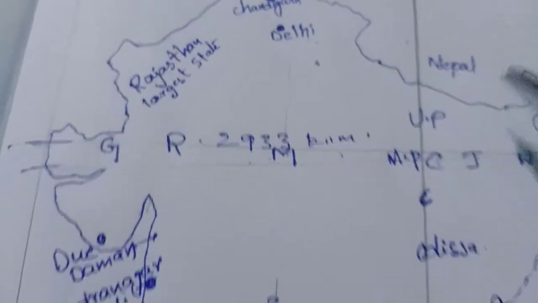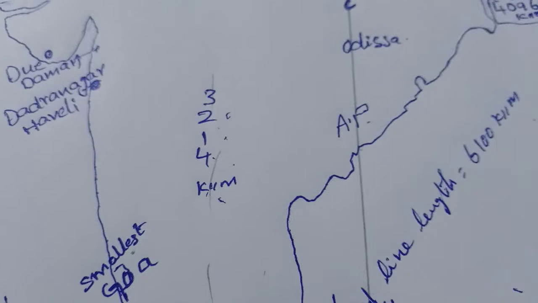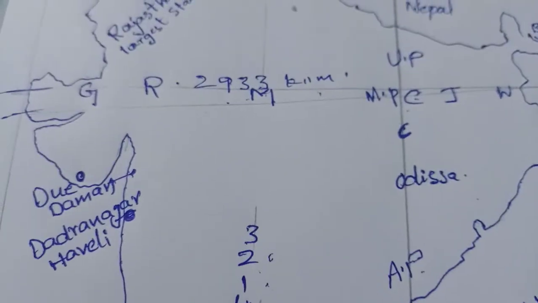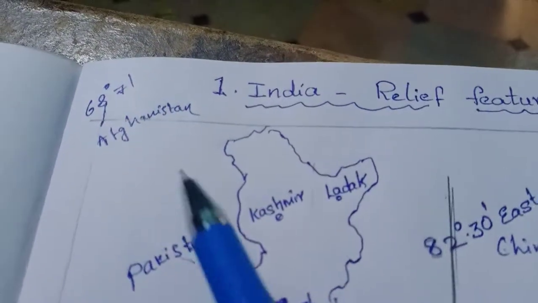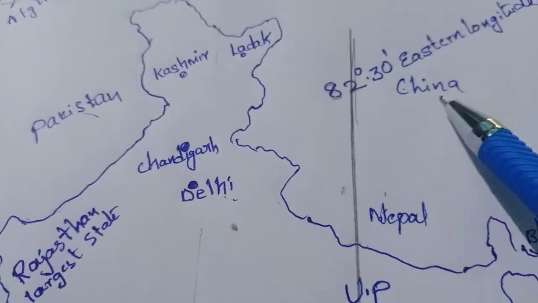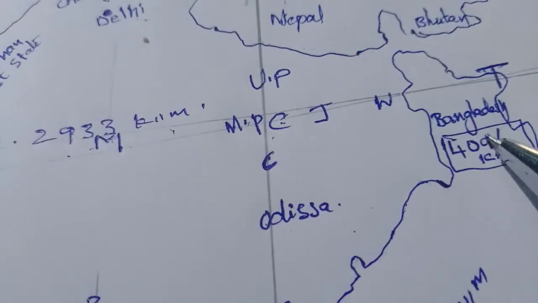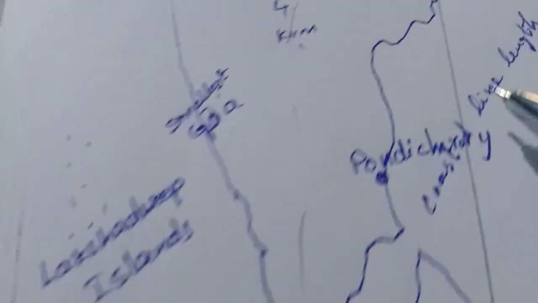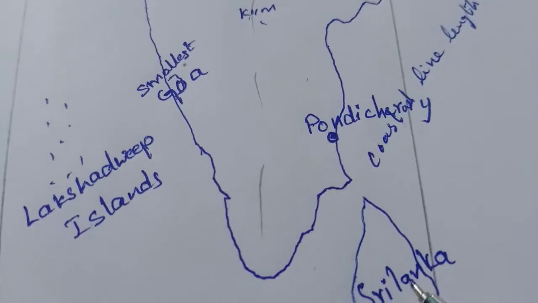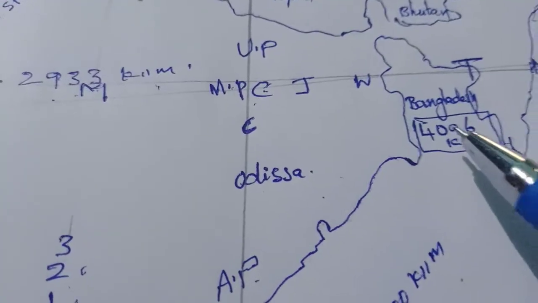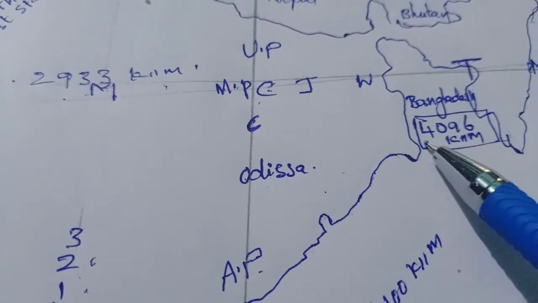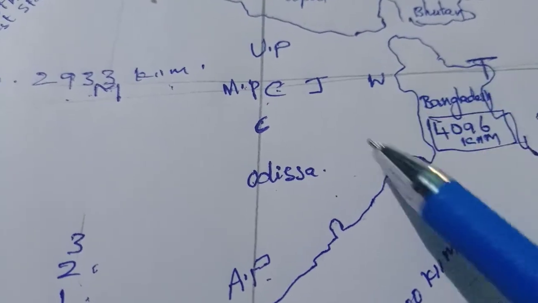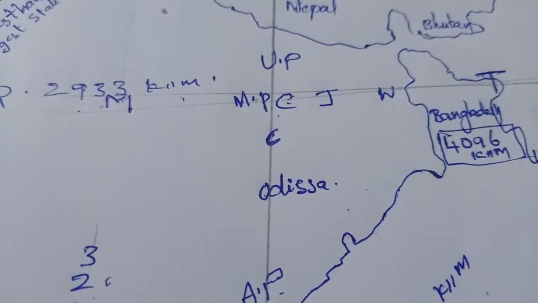North, we know Himalayas, south Indian Ocean, east Bay of Bengal, west Arabian Sea. But you remember the boundary countries also. Observe here: Afghanistan, Pakistan, Nepal, China, Bhutan, Bangladesh, Sri Lanka. So Bangladesh has the longest boundary with India, 4,096 kilometers.